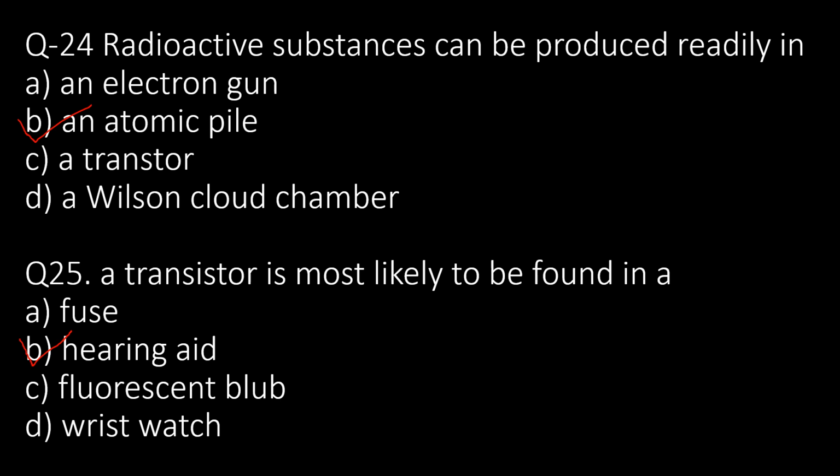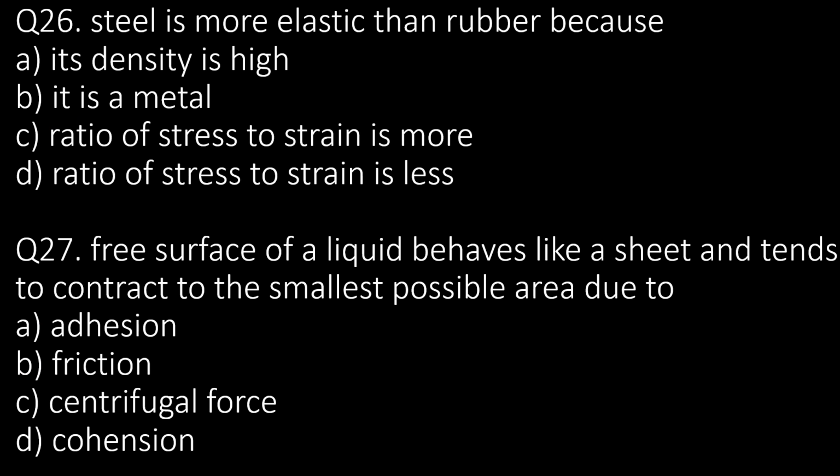Our next question is: steel is more elastic than rubber because. And the reason is option C, ratio of stress to strain is more. The ratio of stress to strain is also known as modulus of elasticity. Our next question is: the free surface of a liquid behaves like a sheet and tends to contract to the smallest possible area due to. And the right answer is option D, cohesion. Force of cohesion is the reason a liquid surface behaves like a sheet.